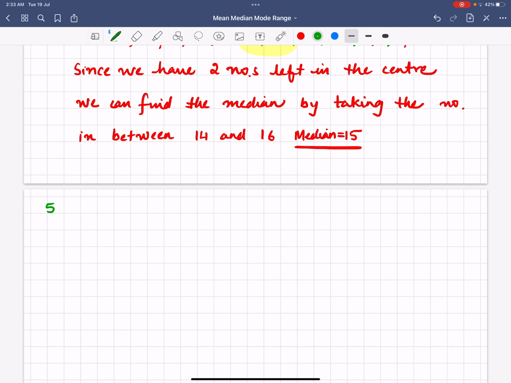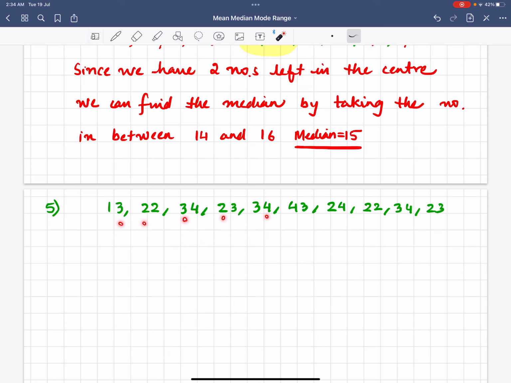Question number 5. We have the data set or the numbers 13, 22, 34, 23, 34, 43, 24, 22, 34 and 23. So we have 1, 2, 3, 4, 5, 6, 7, 8, 9, 10 numbers.